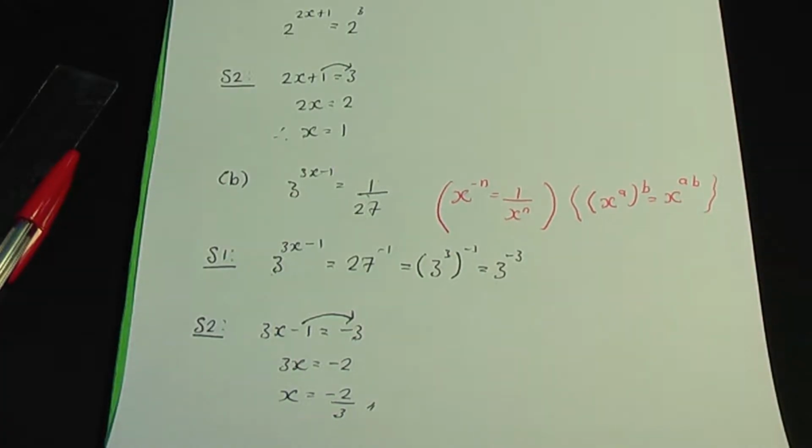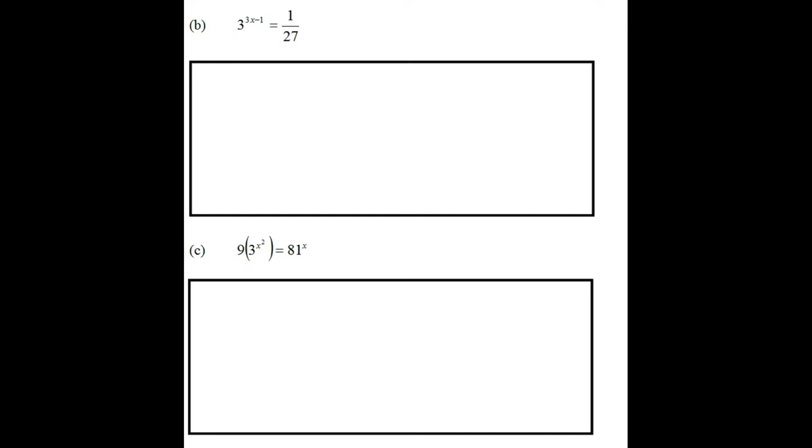So let's go back to the screenshots. We have one further example, part C. Part C is to solve 9 times 3 to the power x squared, that is equal to 81 to the power x.